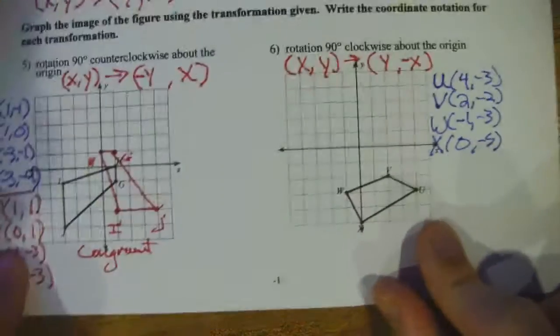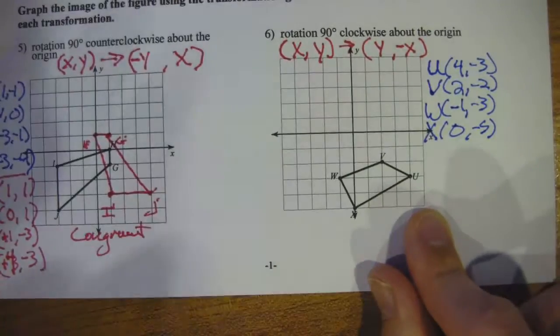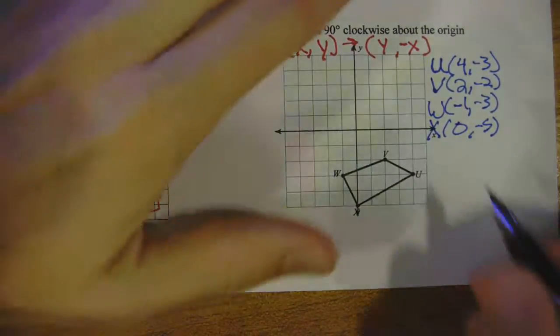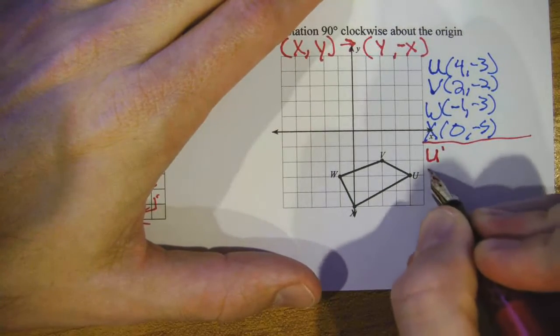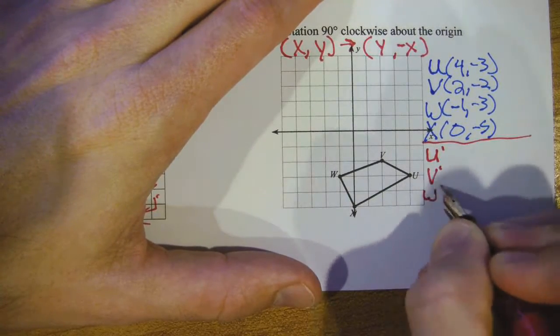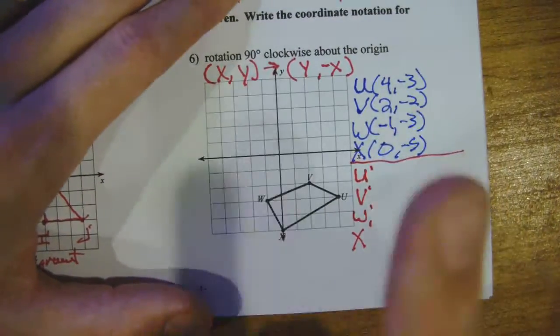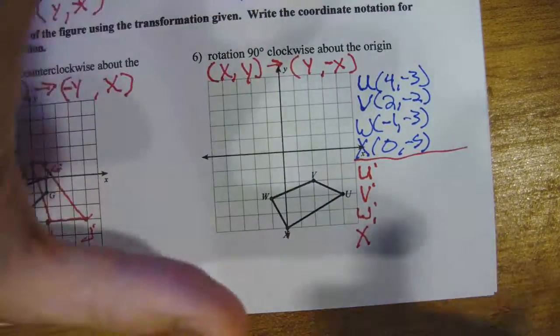Now, on this one, remember we did each coordinate. We did G first, H second, and so on. If that bothers you, if that's too difficult to do, then let's try it a different way. All right, so let me show you 2 ways of doing this. So we got U, V, W, and X prime, okay? I'm going to do only one coordinate at a time. In other words, all the x's and then all the y's, or vice versa.